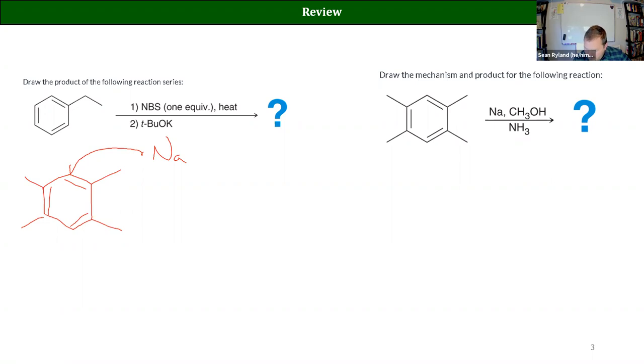And then we wind up with kind of an odd chain reaction of single electrons moving around to give us an intermediate that looks like this. We have a lone pair with a negative charge at the top. And now we have a free radical at the bottom.